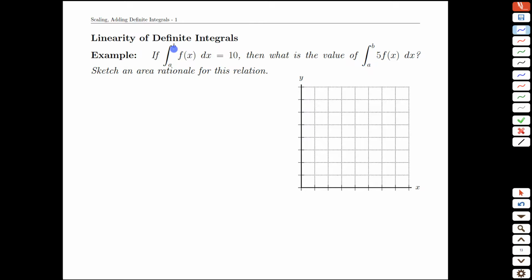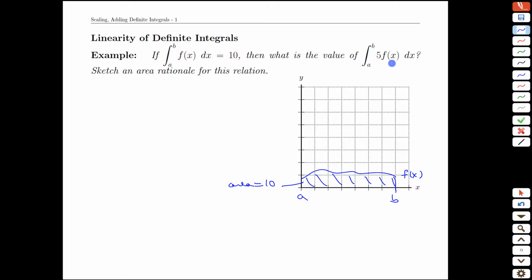For example, if we know the integral from a to b of some function is 10, then what happens if we put a 5 in here? And the short answer is exactly what you'd expect. But let's find a rationale for this. Imagine if we had a function, here's our f of x, over some interval a to b. If we're told that the integral there with respect to x is 10, then we know what that area is.